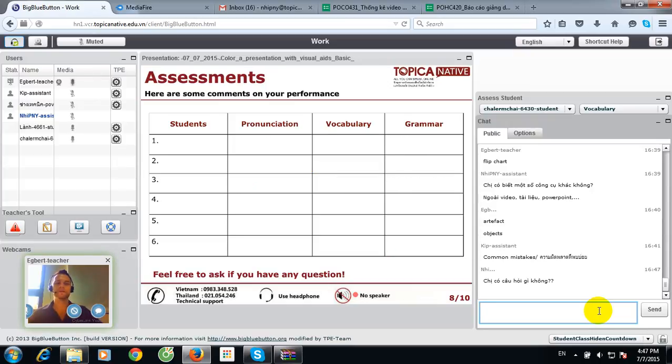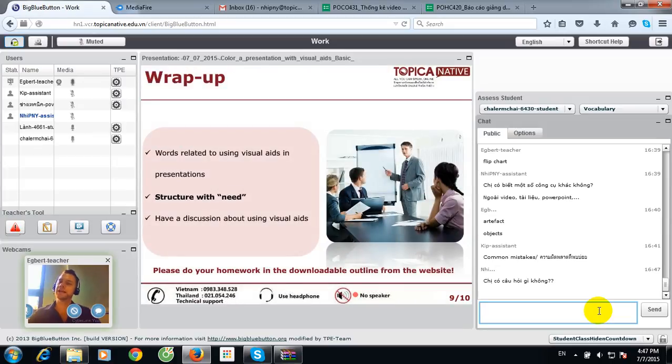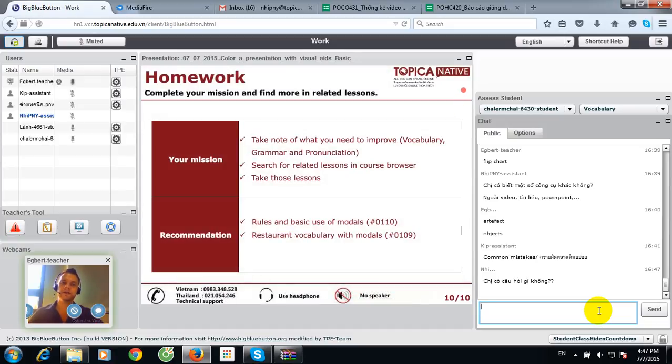Yeah, very well. So today we talked about words related to using visual aids in presentation. And we had a structure with need to plus the verb in the infinitive. And then we had a discussion about using visual aids. So for today, I think that we should practice the words we've learned in future classes and be aware of our ending sounds. A little bit more focus on that. Also, if you would like to do a little bit more homework, I can recommend you to follow these two courses about the use of modal verbs.